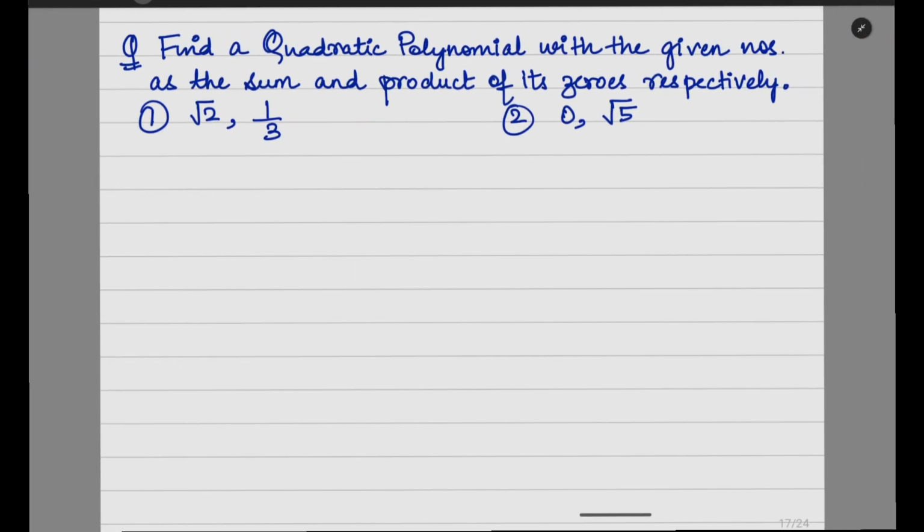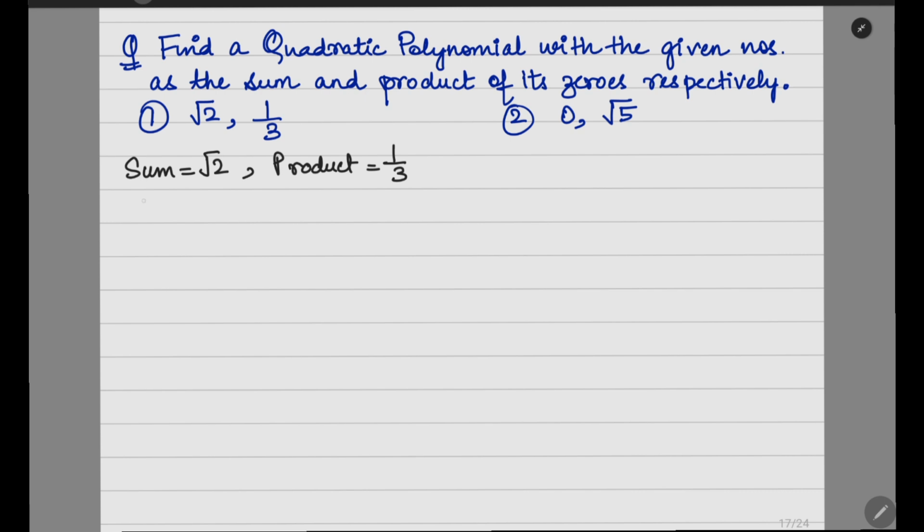Find a quadratic polynomial with the given numbers as the sum and the product. You are not given the zeros. You are directly given the sum and the product and you have to find the quadratic polynomial, right? Very easy. So this is the sum. Sum is given as root 2 and product is 1 by 3.